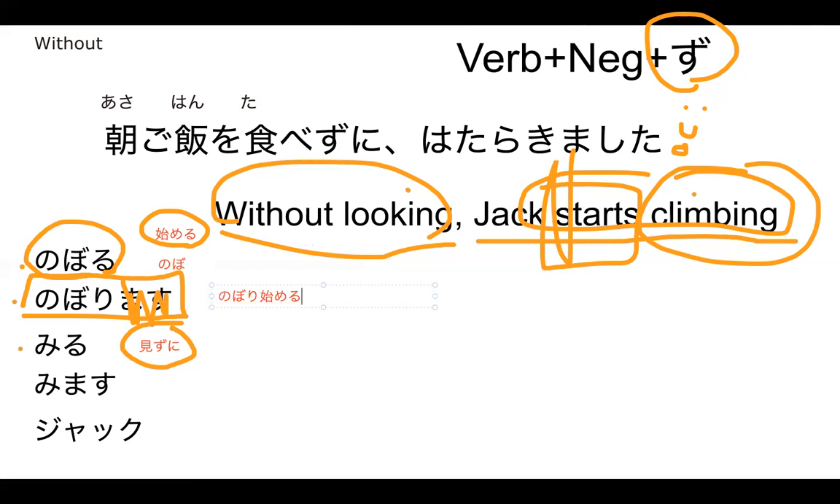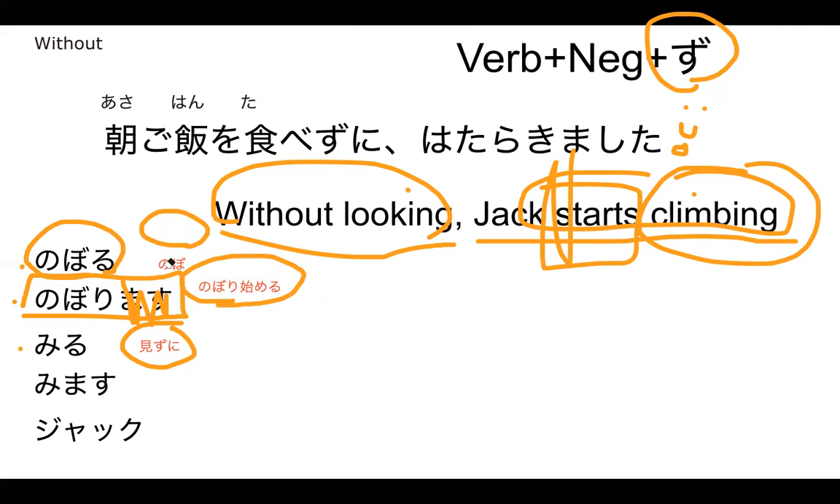Hajimeru. If you added an O, we're no longer conjugating. We're doing nobori, and then we have two verbs. But this is like a compound word, so that's why we connected it together in a lesson. So nobori hajimeru just gets slammed together to mean to begin to climb.